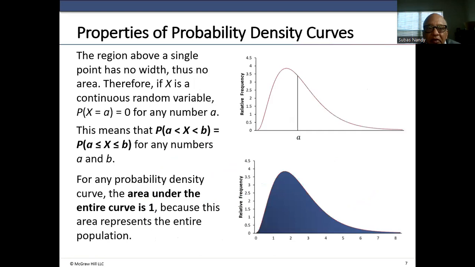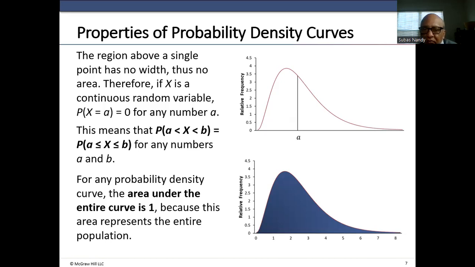The region above a single point has no width. There is no width. Therefore, if x is a continuous random variable, the probability of x equal to a is 0 for any number a. The reason is very simple: there is no width at the particular point a. We are drawing a single vertical line. We do not have any horizontal width.